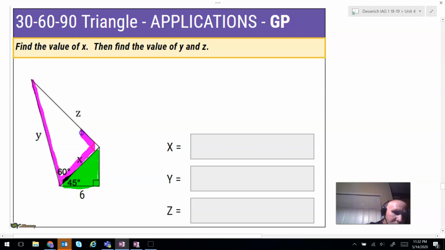Now some of you guys are good enough where you can do a little bit of this without even setting up the proportions maybe, but some of you guys will need to set up the proportions still. So let's look at the two different triangles we've got. I'm just enjoying coloring right now. You're probably not enjoying that, so fast forward my coloring. All right, here we go.